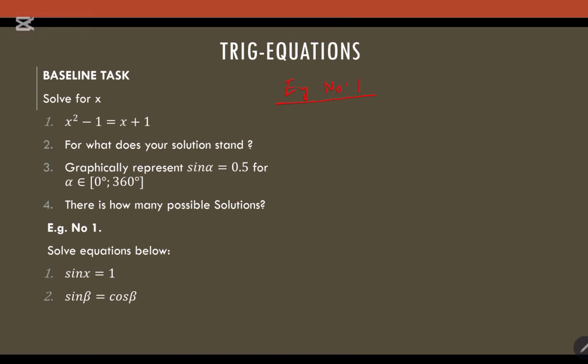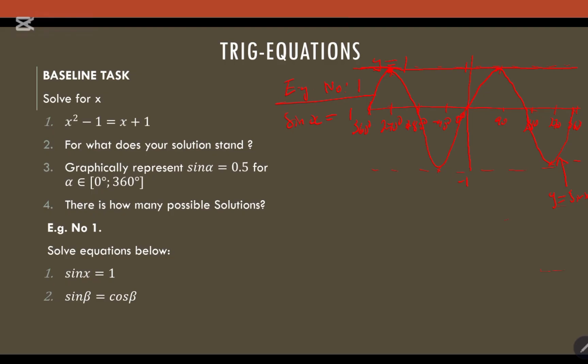Example number 1, they say solve the equation sine x is equal to 1. Sine x is equal to 1. So graphically, this is the graph of y is equal to sine x. And I'm also going to draw the line y is equal to 1. So that line is a constant line passing through y is equal to 1. It touches the graph at the turning point up there. They say solve the equations below.